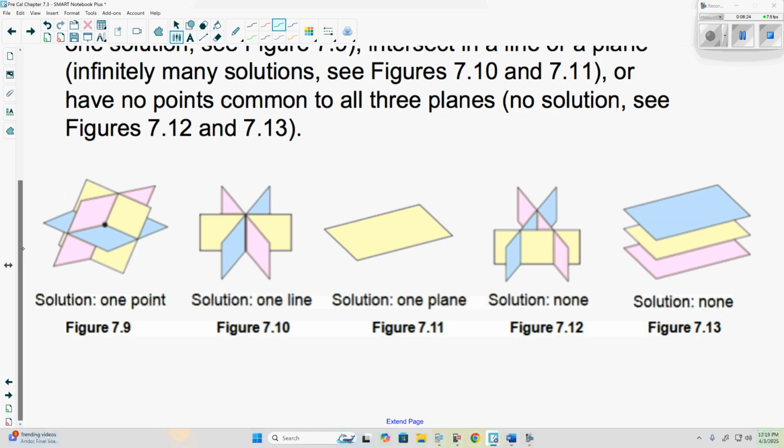One solution for a 3 variable system is going to look like this here.